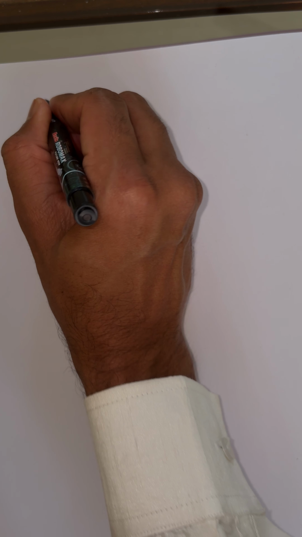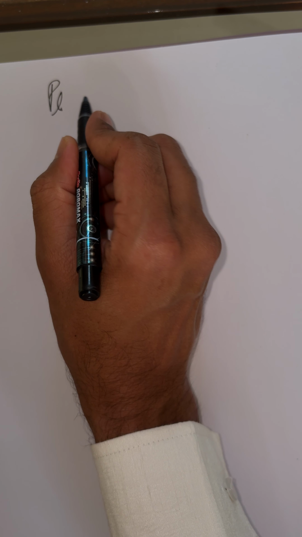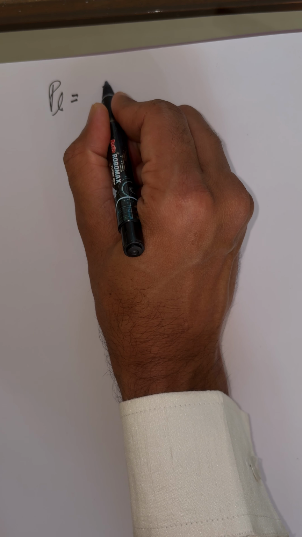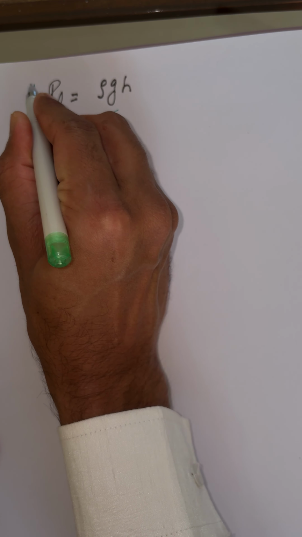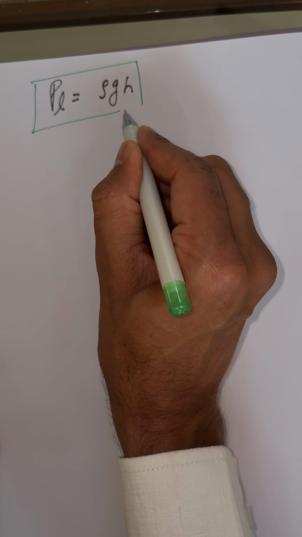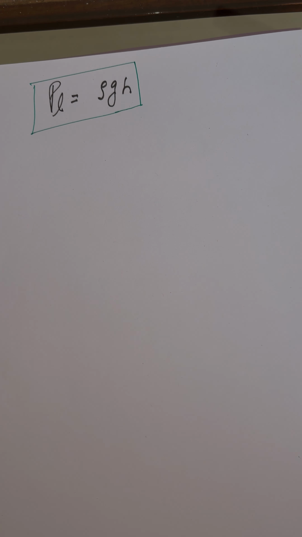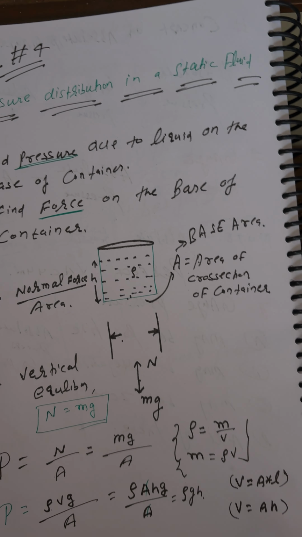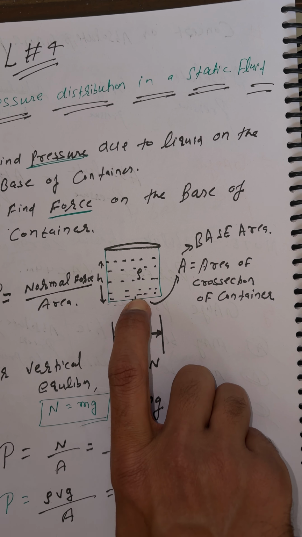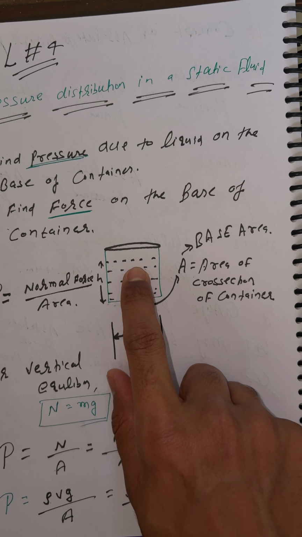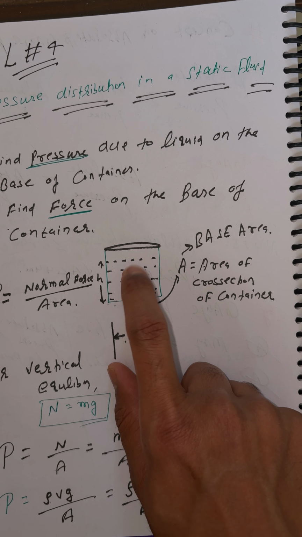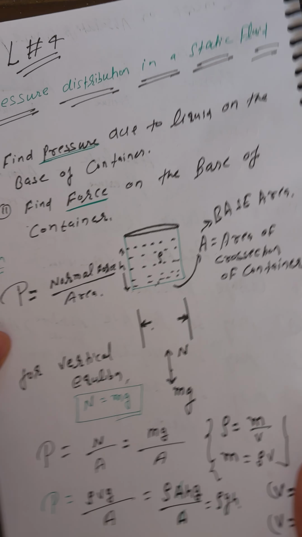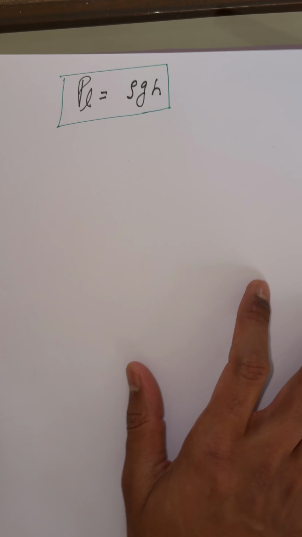So what we got finally, this is what, my dear, pressure due to liquid on the base of container. How much, student? This is rho gh. Students, this is only liquid pressure. As I said, I wanted to show again, this container is open to atmosphere, right? So atmospheric pressure is also there, right? So this is the pressure due to liquid, students.